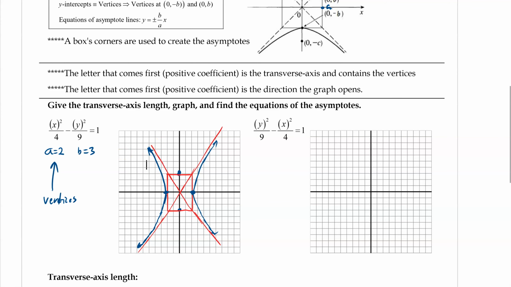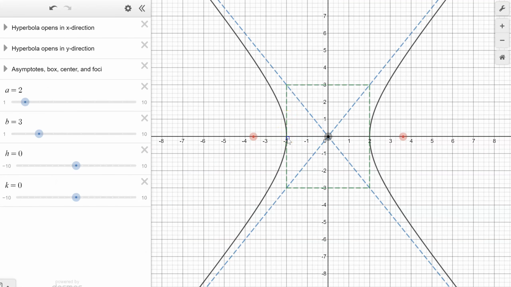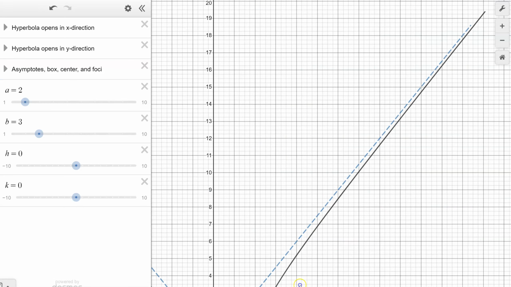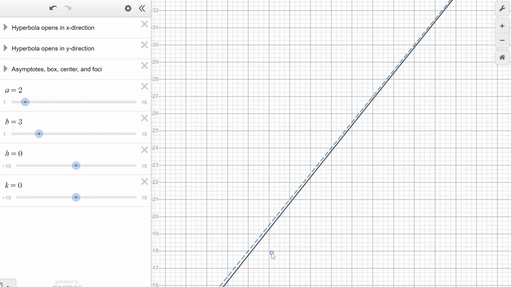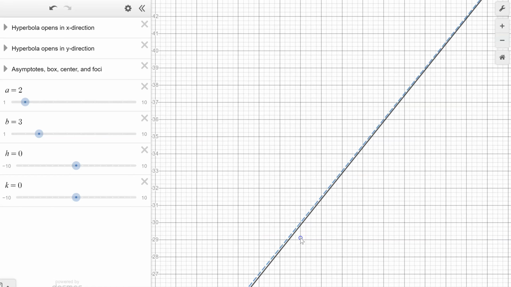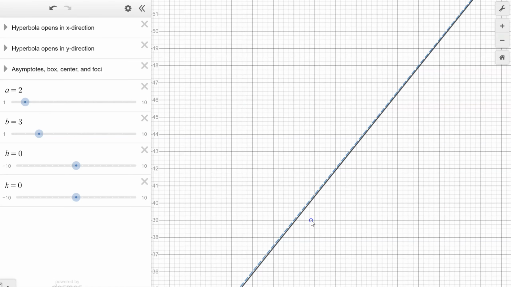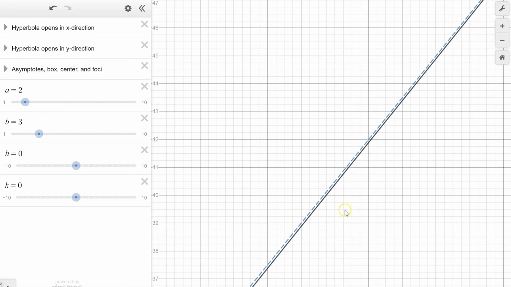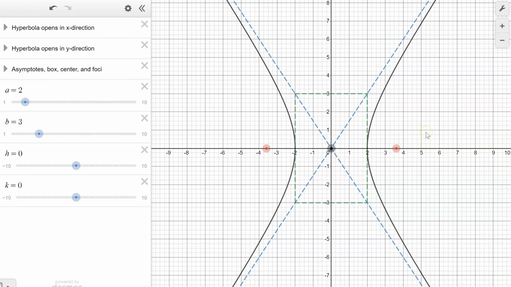So let's look at this in Desmos. You can see this is our graph. And so what I'm talking about here is that those are your vertices. So it's 2 units left, 2 units right, and they go off. And our graph, you see it approaches that asymptote. It looks like it's getting closer and closer and becoming it, but it's not. It's always going to be very, very close to it.